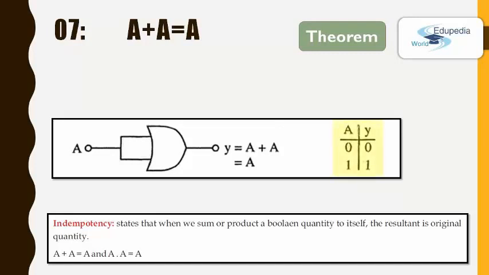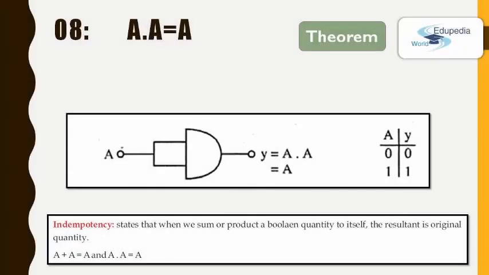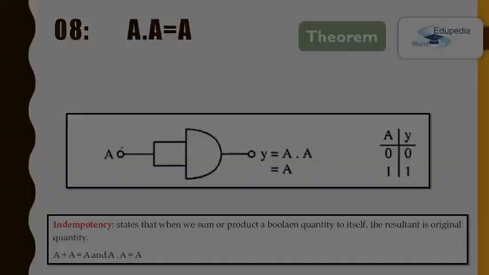Now if we apply the duality principle to this law, we can derive a new law called A dot A equals A. So that is our 8th law. It's another variation of the idempotency law. When we product a Boolean quantity to itself, the resultant is the original quantity. Now in the truth table, 0 dot 0 is 0, 1 dot 1 is 1. The output is the same as the input.